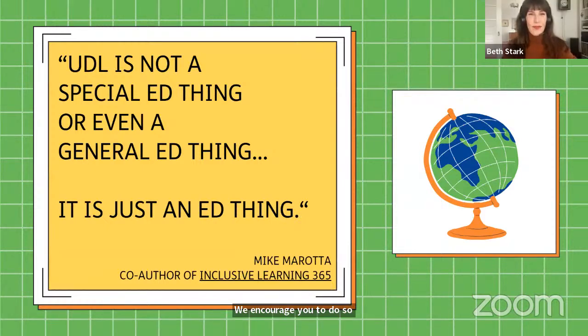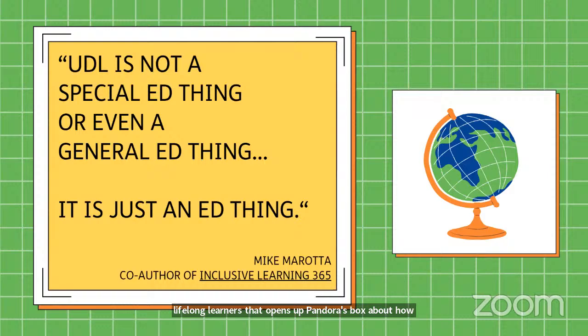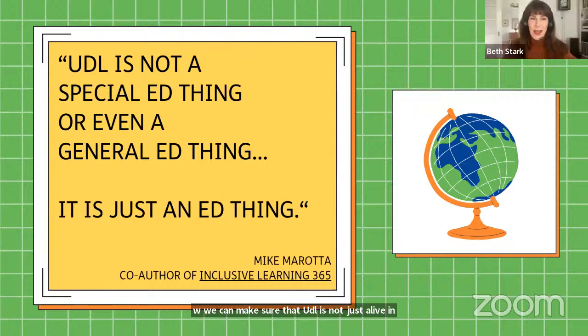We want to start off with one of our favorite quotes from Mike Marotta, who is an adaptive and assistive technology guru and a co-author of Inclusive Learning 365. And that is that UDL is not a special ed thing or even a general ed thing. It is just an ed thing. And since, of course, we're all lifelong learners, that opens up a Pandora's box about how we can make sure that UDL is not just alive in chosen classrooms and lecture halls, but really spreads its wings and makes it into all learning environments.